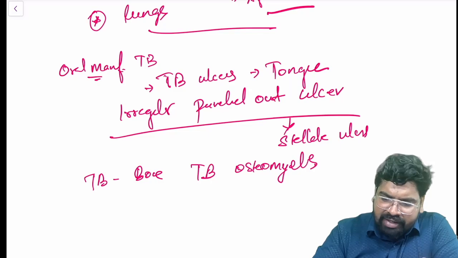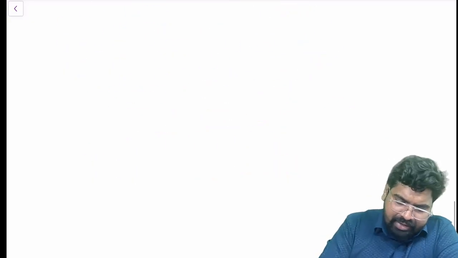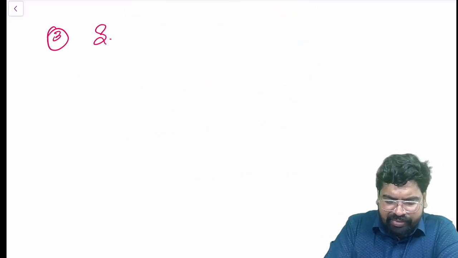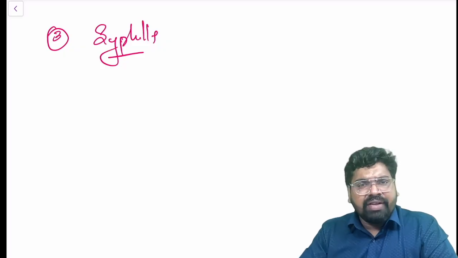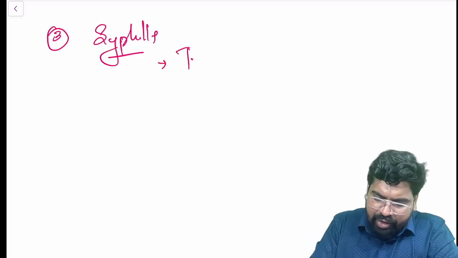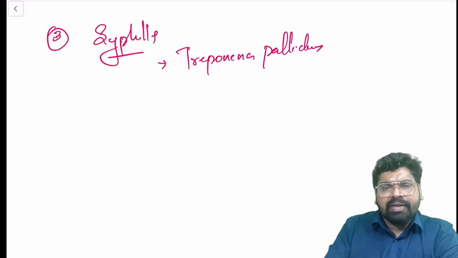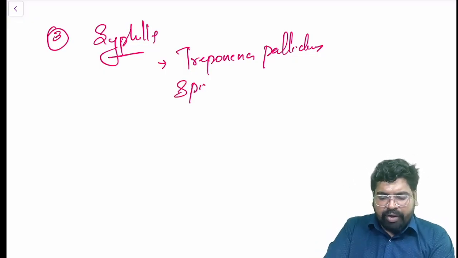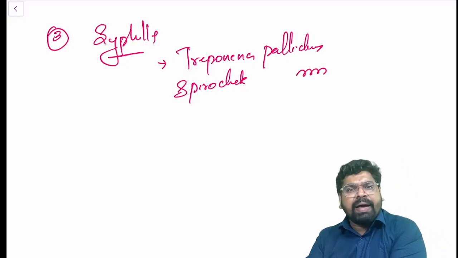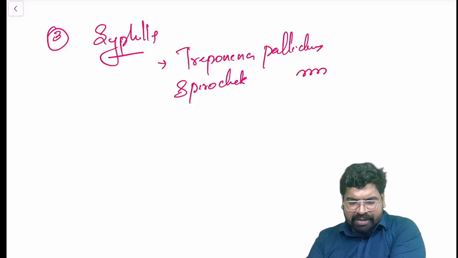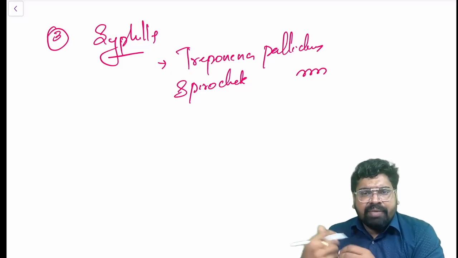Now let's see another topic, syphilis. The third bacterial infection is syphilis. What is there to see in syphilis? Syphilis is caused by Treponema pallidum, which is a spirochete. Spirochetes are spiral bacteria, with the shape of a spiral. Syphilis is a sexually transmitted disease, or it can pass from mother to child.